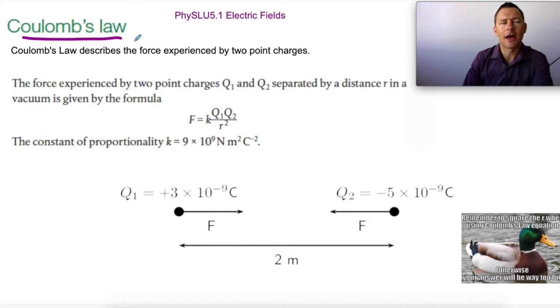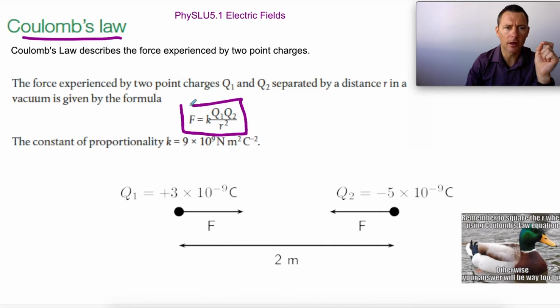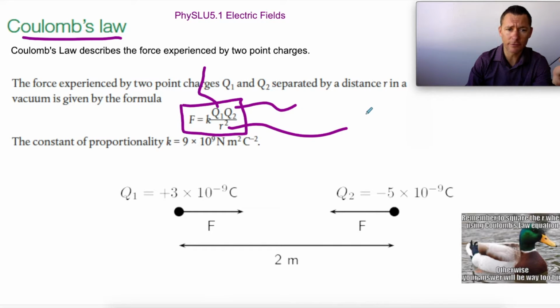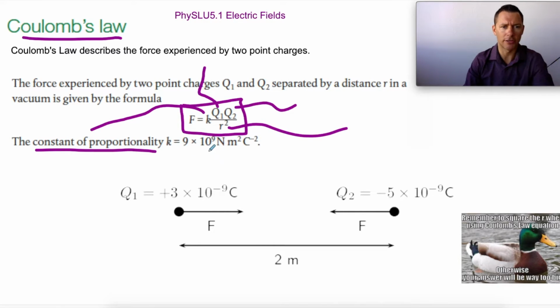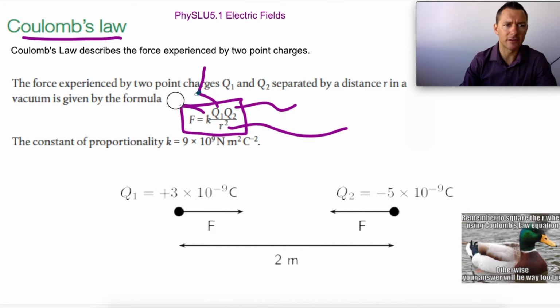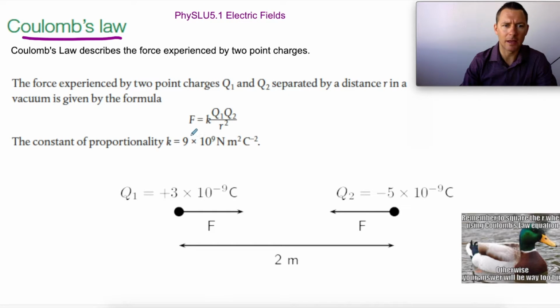Coulomb's law just talks about how charges experience a force based on each other. And this is the equation for Coulomb's law. You can jot that down. The Q is the charge, like how much charge is on each one of these little objects. R is the radius, the distance between the two charges. And K is this constant of proportionality, which is a physical constant. It's in the front of your booklets, and it's the same for everybody everywhere.